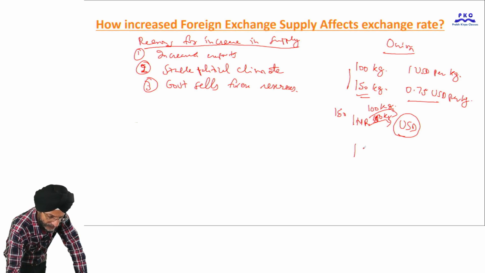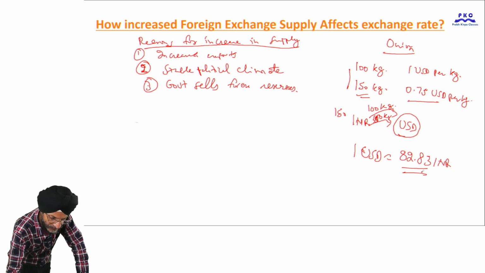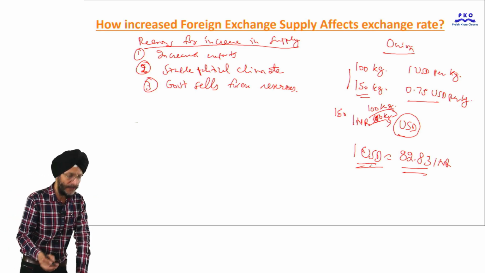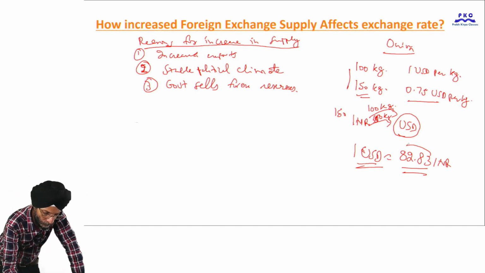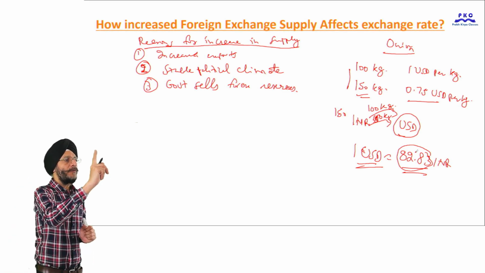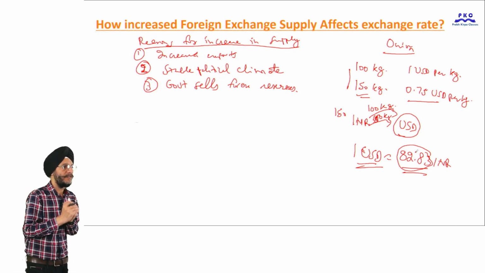Let us understand what we have said. Suppose the value of 1 US dollar at present is 82.83 Indian rupees. Exchange rate means that we will have to pay 82.83 Indian rupees to get 1 unit of US dollar. This is the exchange rate.